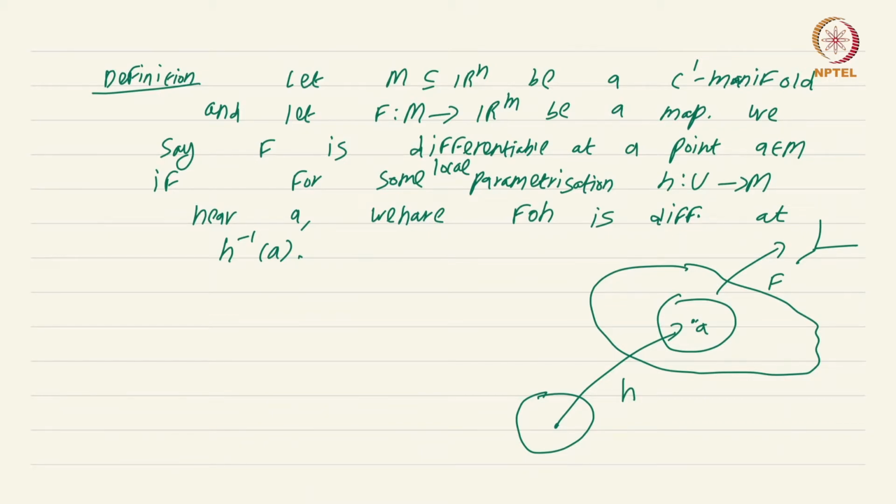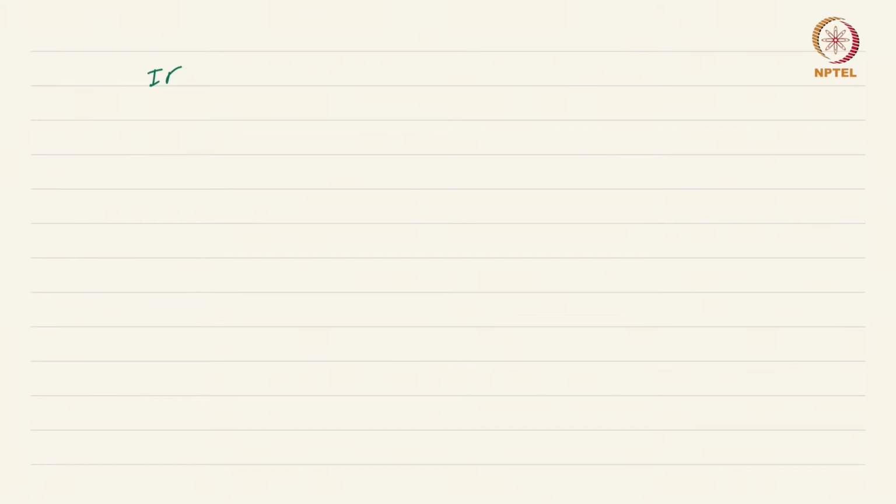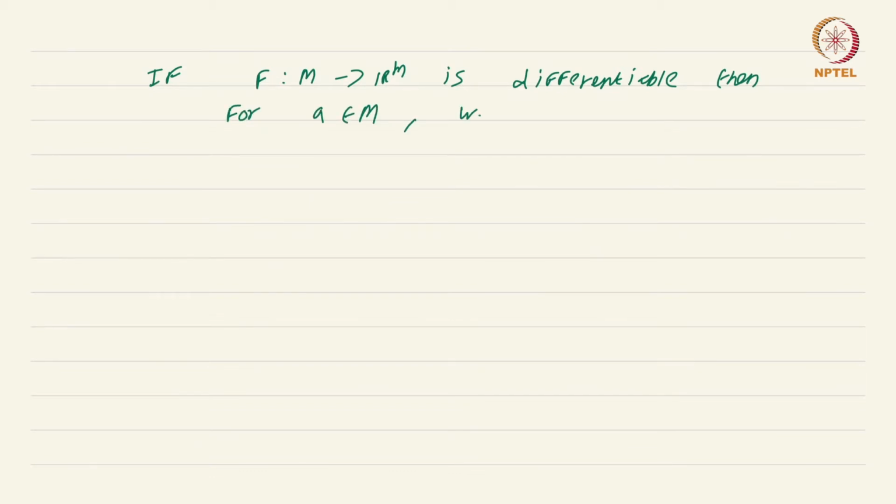Okay, so this tells you when a function is differentiable, but this doesn't tell you what the derivative map is. That is the next part of this definition. If F from M to Rm is differentiable, then for a point A in M, we define DF_A from T_A M to Rm as follows.